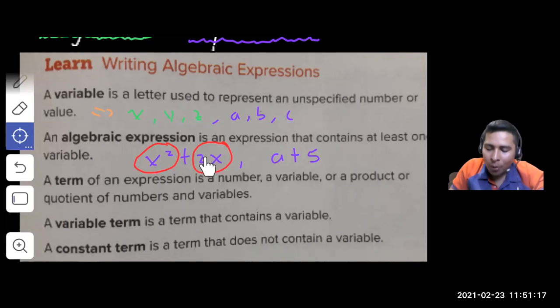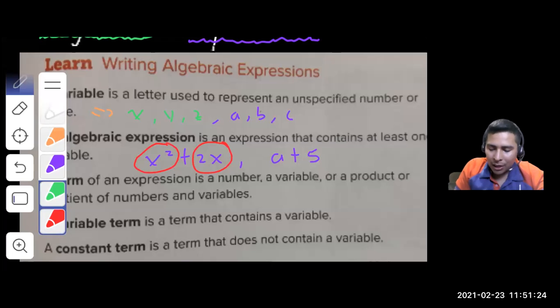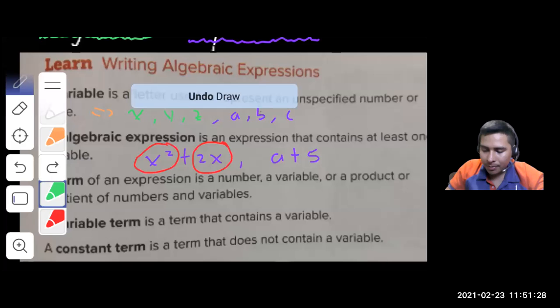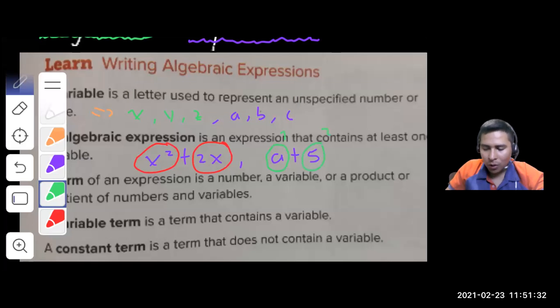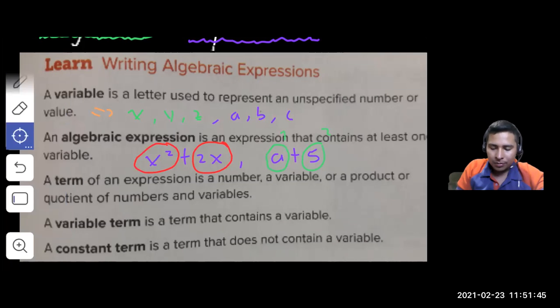When you have the number and the variable included, just that is a term. Let's take a look at this another one. How many terms do we have in that expression? Two. Correct. You were right. Two terms. A term of an expression is a number, a variable, or a product or a quotient of numbers and variables. It's just that when you separate, then that is a term.